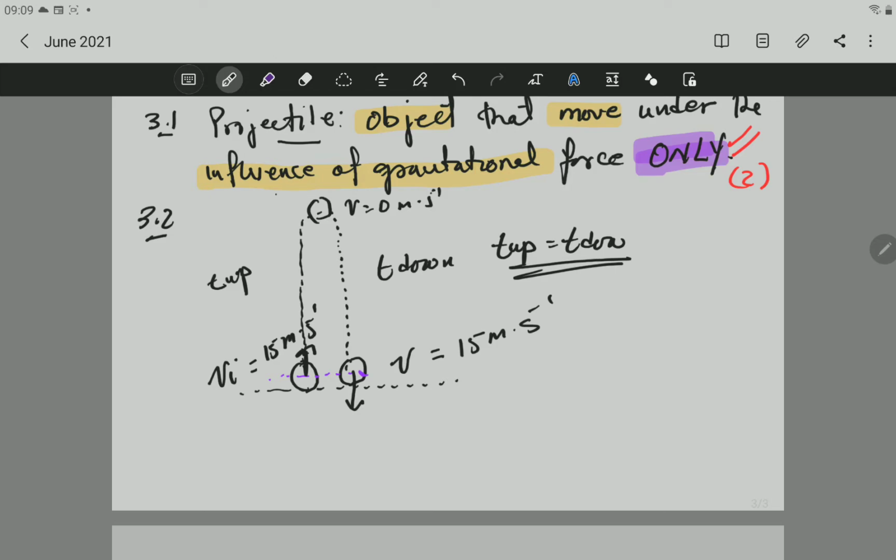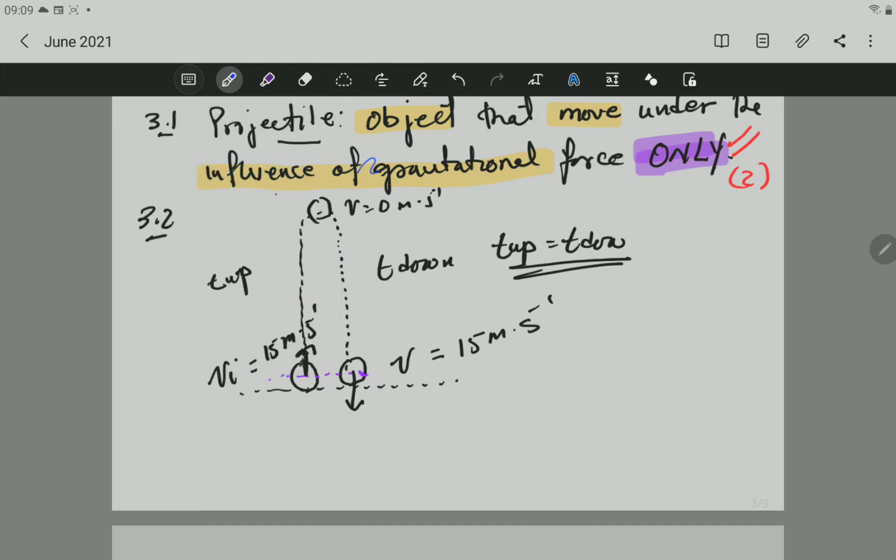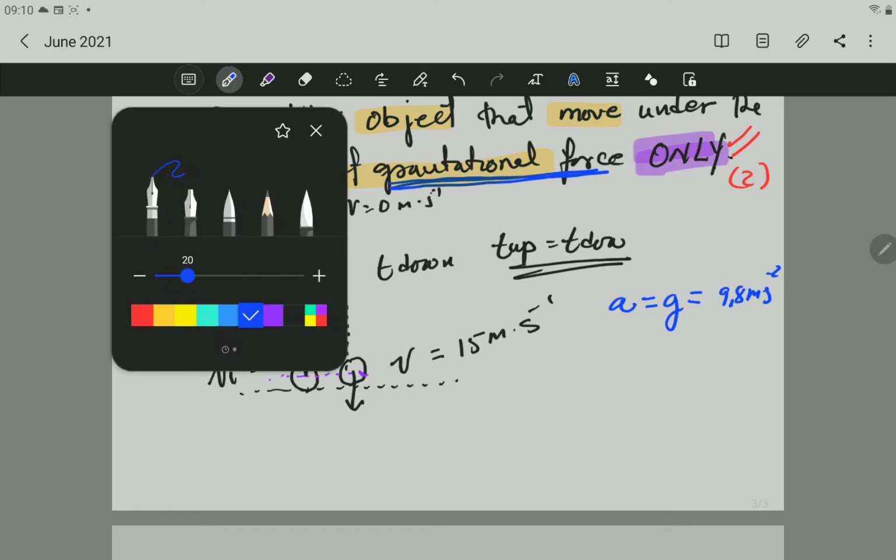And the acceleration of the object, look here what you said. You said in the definition that it moves under the influence of gravitational force only. So the only force acting is gravitational force. Therefore, the acceleration is equal to the acceleration due to gravity, and it's always going to be 9.8 meters per second square down.